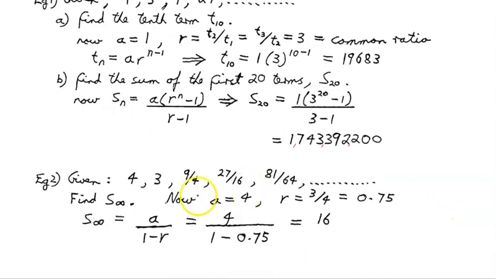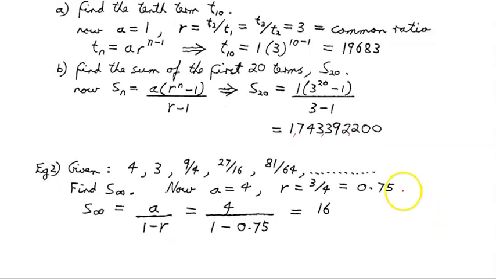Let's have a look at this sequence here: 4, 3, 9 on 4, 27 on 16, 81 on 64. Find the sum to infinity. If this series continued on and contained an infinite number of terms, what would its sum approach? What would the sum of those infinite number of terms be? a is 4, r is 3 on 4, or 0.75. S infinity is a on 1 minus r, which is 4 on 1 minus 0.75, to give us 16. In the limit, as the number of terms goes to infinity, the sum is 16.